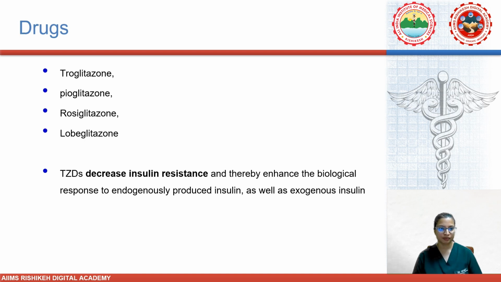Drugs of this class include troglitazone, pioglitazone, rosiglitazone, and lobeglitazone. They decrease the insulin resistance and thereby enhance the biological response to endogenously produced insulin as well as exogenous insulin.